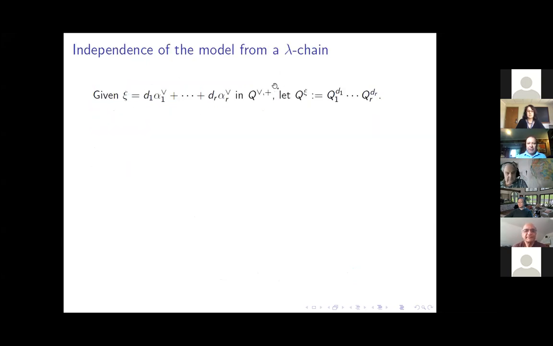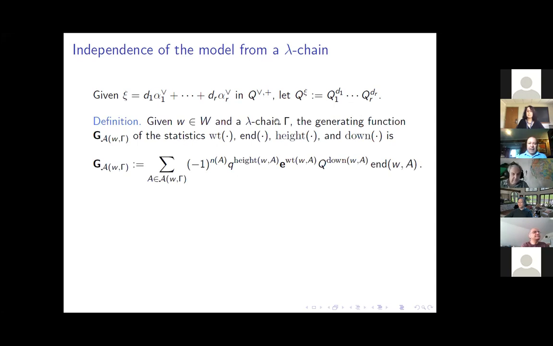So some notation, which will come up in quantum K theory as well. If you have some element in the positive part of the coroot lattice expressed in terms of the simple coroots with coefficients d1, ..., dr, then q to the d is simply q1 to the d1 ... qr to the dr. So we have here indeterminates q1, ..., qr, which will be the quantum parameters later.